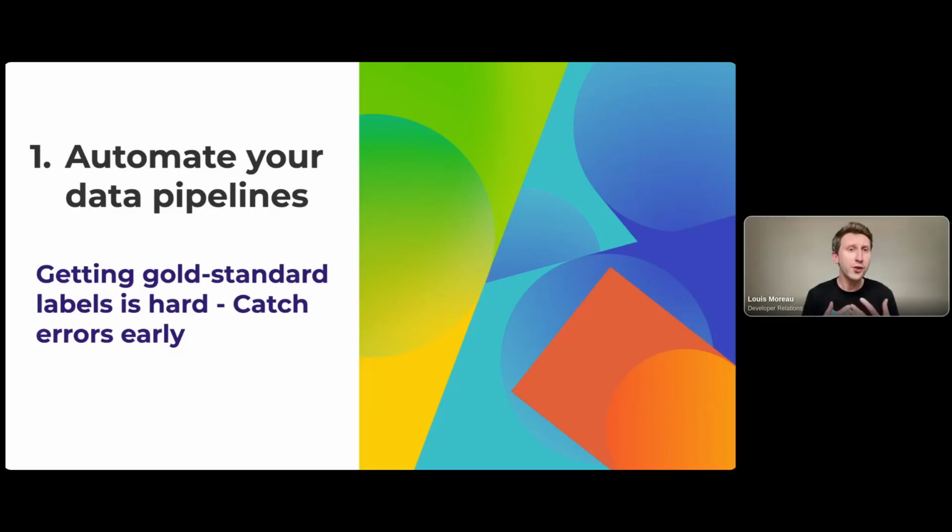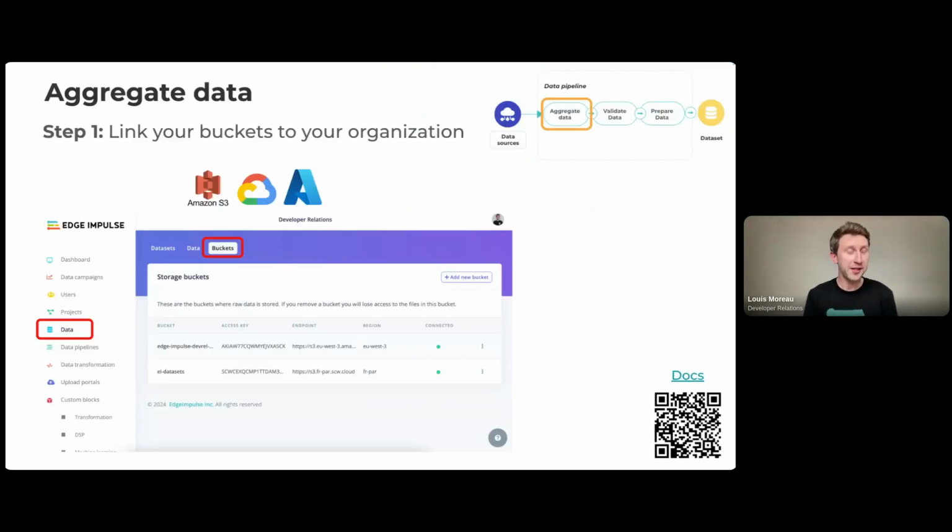And why do you want to automate your data pipelines? It's because, first, getting gold standard labels is hard. Gold standard is the actual label that reflects reality. It's hard, and it's super important to make your model as robust as possible. And if you can catch errors early, it's perfect, because we know for a fact that collecting data is an extremely costly process. So to automate your data pipeline, the first step is to aggregate your data.